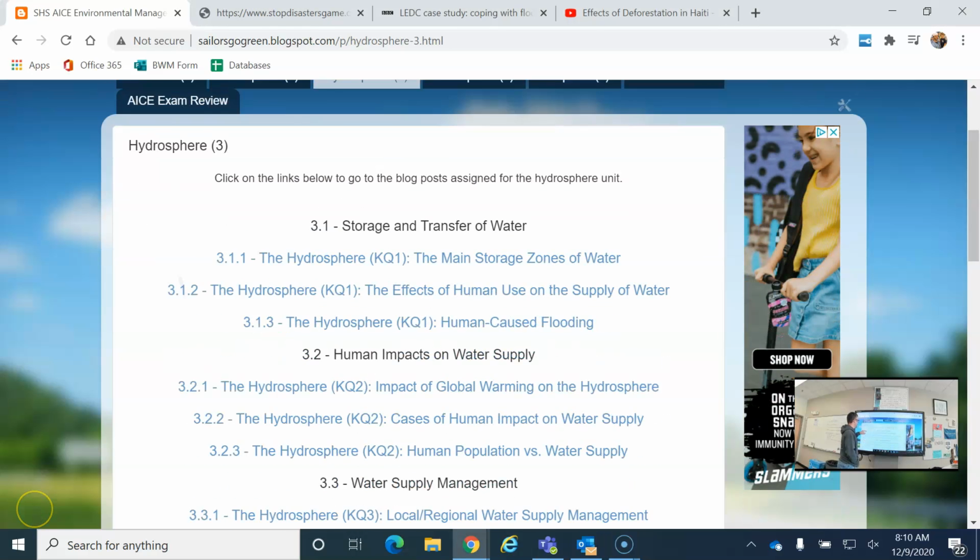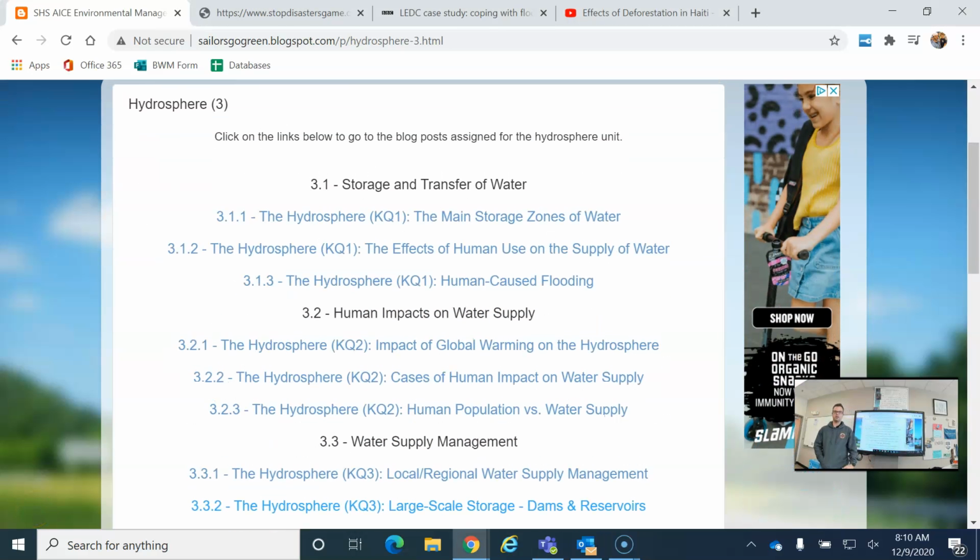Okay, so we're going to look at the next section. This is a big section, a lot of stuff on climate change and global warming on your ACE exam. So we're going to be looking at human impacts on water supply. And the first thing we're going to be looking at is the impact of global warming on the hydrosphere.